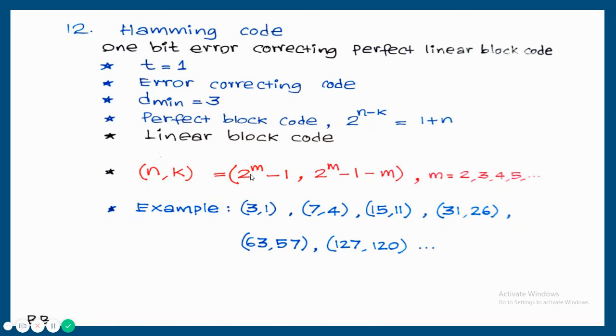Next substitution 3: 2 raised to 3, 8 minus 1, 7; 7 minus 3, 4. Next substitution 4: 2 raised to 4 minus 1, 15; 15 minus 4, 11. So like this, the complete list of Hamming codes can be obtained from this relationship. Hamming codes are a very important set of codes used for error correction.